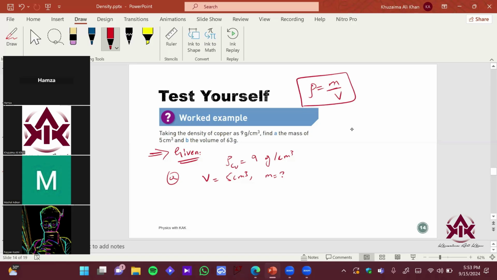First you have to find the mass. The density is given and the volume is given. How do you make mass the subject? Just get volume on the left hand side, that is going to be density times volume.